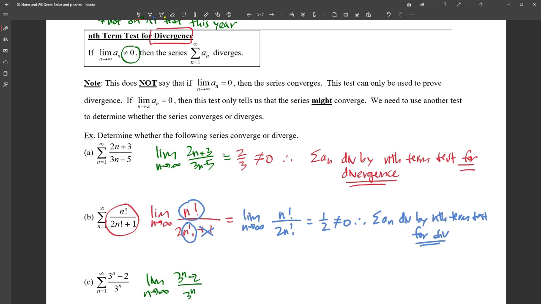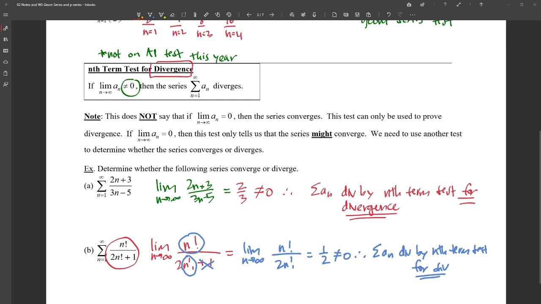Okay? And same thing here. As n gets bigger and bigger and bigger, this 2 is going to be negligible. So this is equal to the limit as n goes to infinity of 3n over 3n. And what is that really? Well, that's 1, but you could also say, you know what, these are really the leading terms, and the leading terms have a coefficient of 1 in front of them, so this is equal to 1, which is not equal to 0. Therefore, this whole series right here diverges by nth term test for divergence.